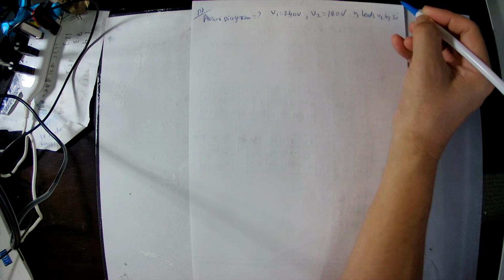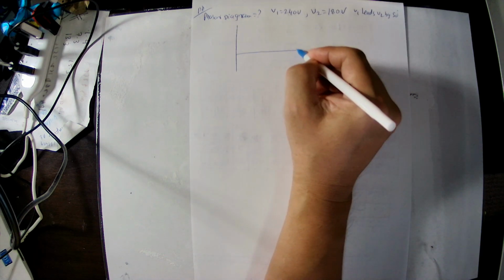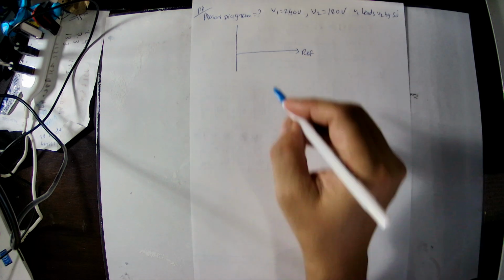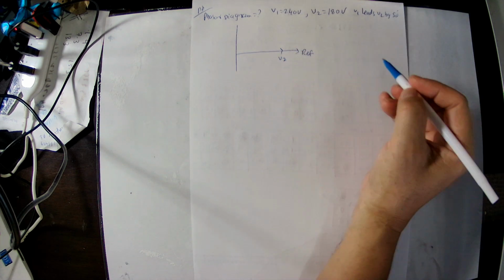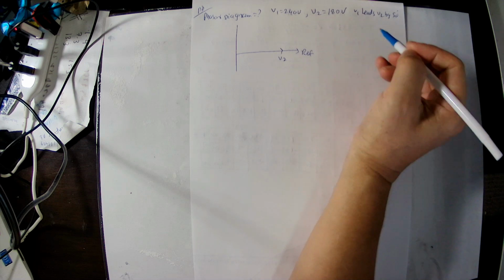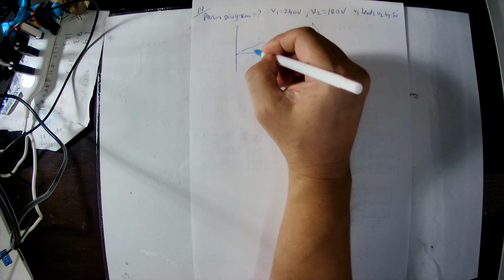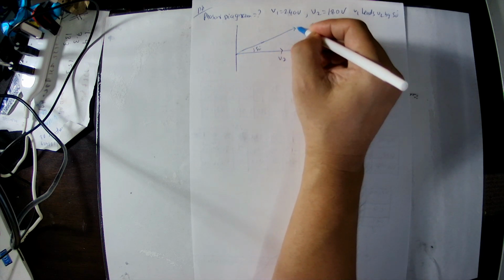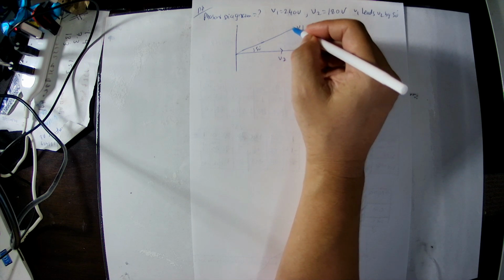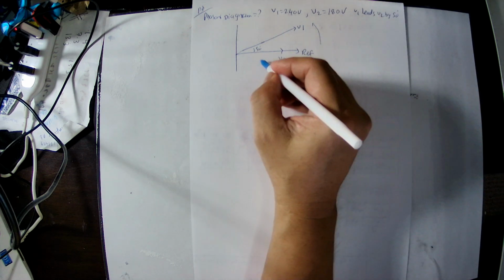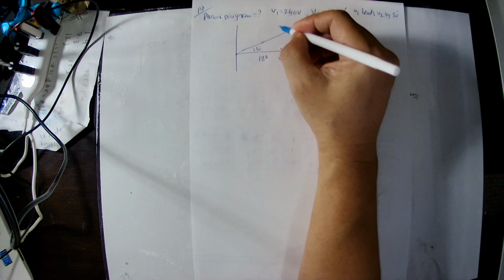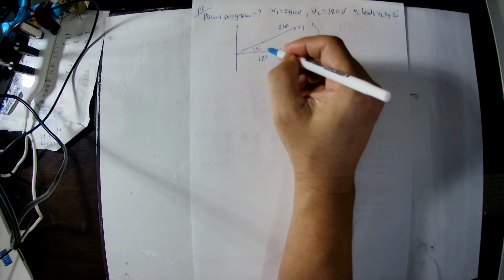So in this case, we can draw the diagram. How do we draw the diagram? Here we draw the horizontal line. This is a reference line. V2 is 180 and V1 is 50 degree, so you can measure the 50 degree. So this V1 is here. V1 leads V2 by 50 degree. V2 value we put 180, V1 is 240. So this angle is the lead of V1 over V2 by 50 degree.